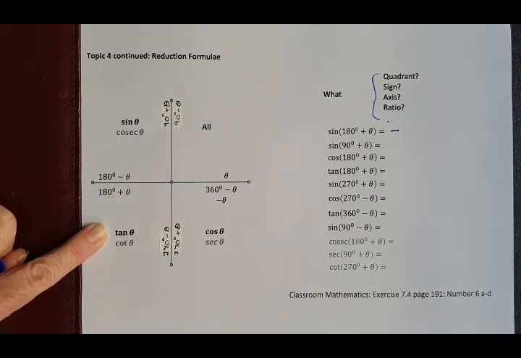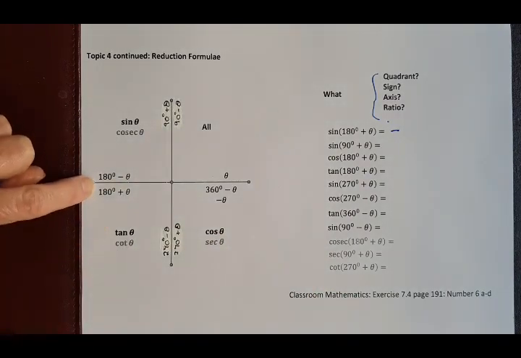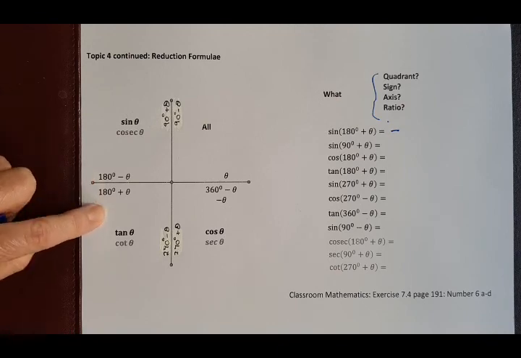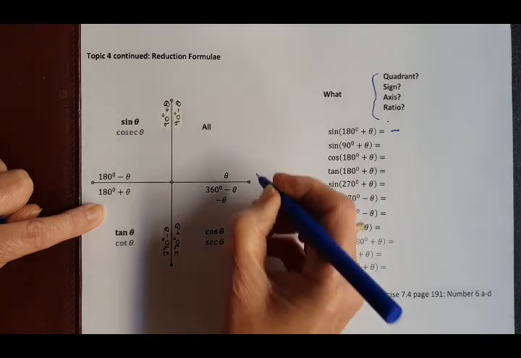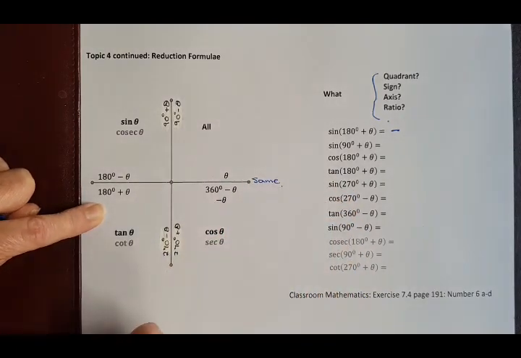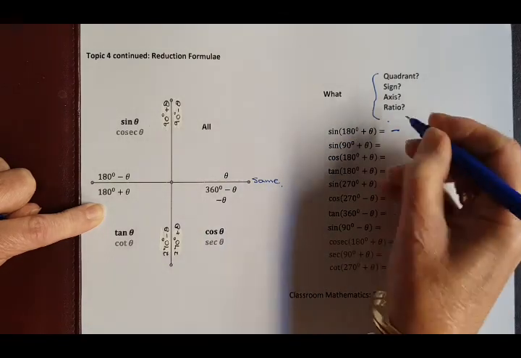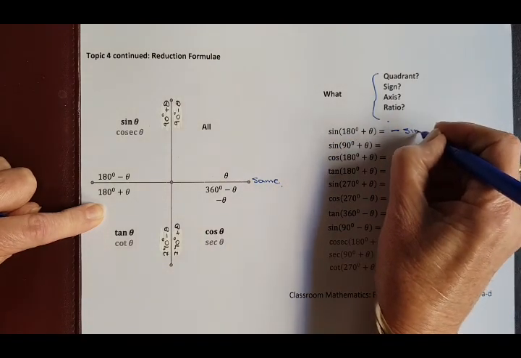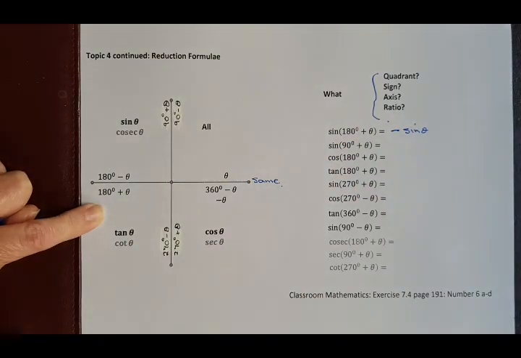What axis am I working from? Well, it was 180 plus. I'm working from the x-axis. And from the x-axis, my ratios always stay the same. So this sine of 180 plus theta simply becomes minus sine of theta.